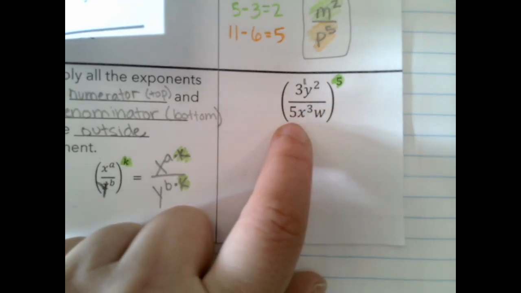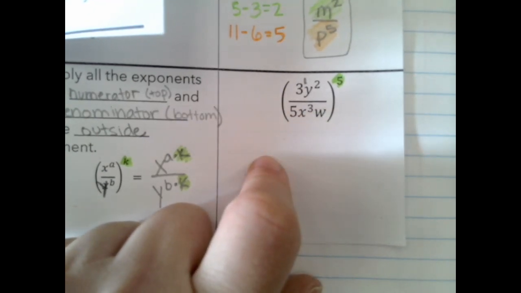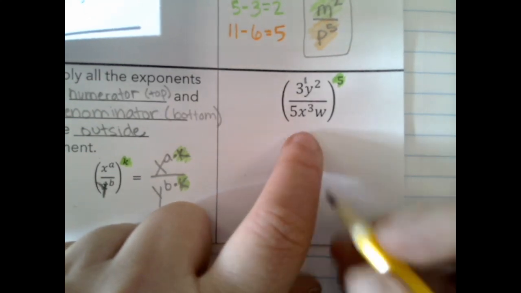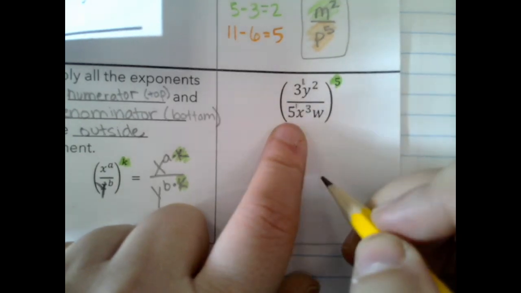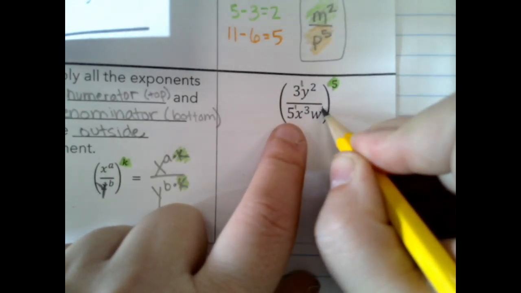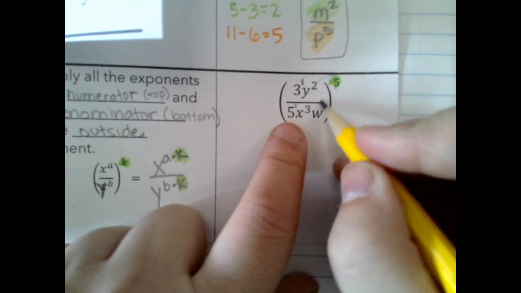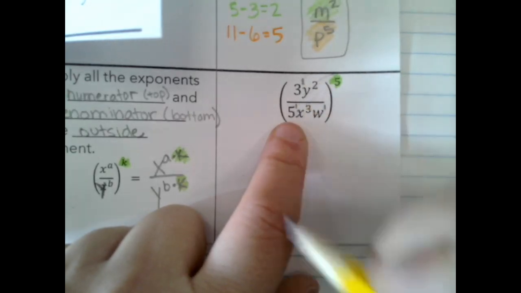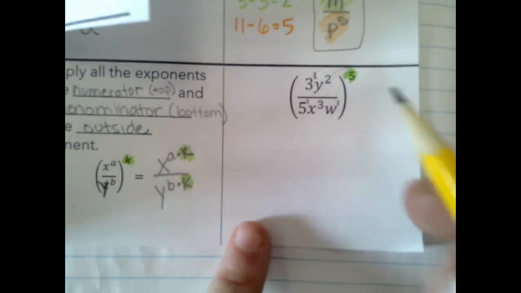Okay, so on the bottom, what needs an exponent still? The 5 needs an exponent. And what else? The w. So now we're going to multiply everything by that 5. I don't like drawing in those lines. If you like to, you can. To me, at this point, there's just a lot.